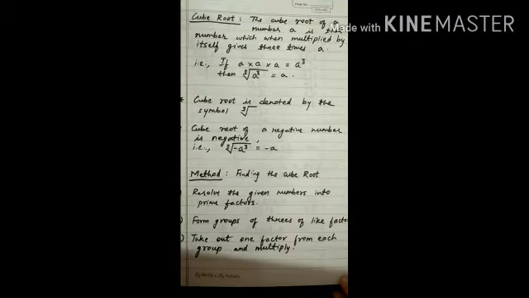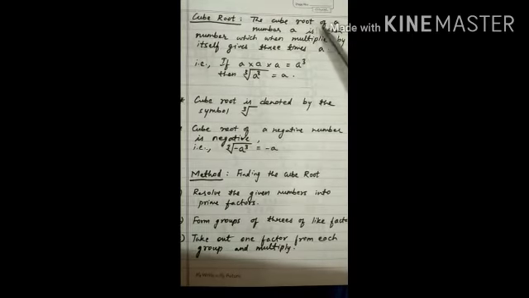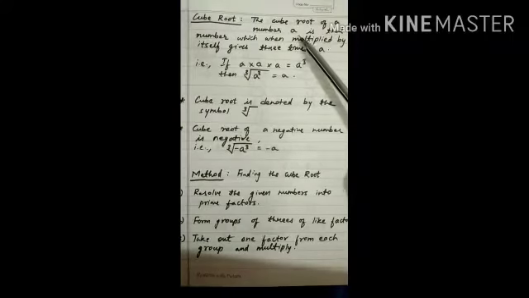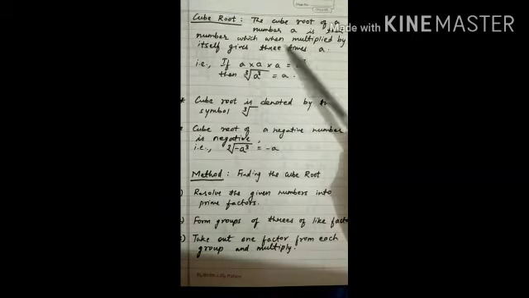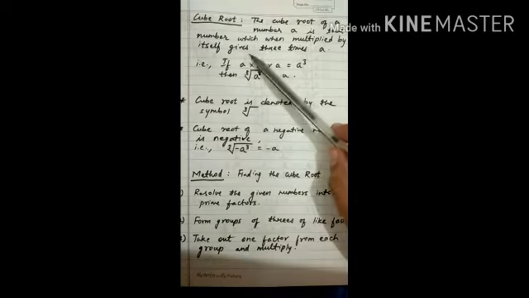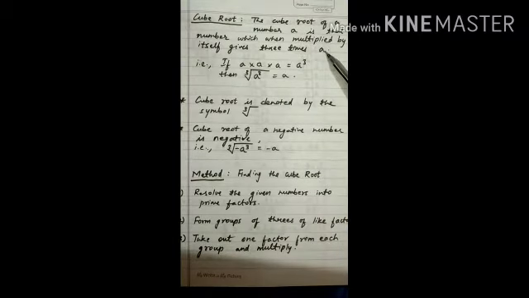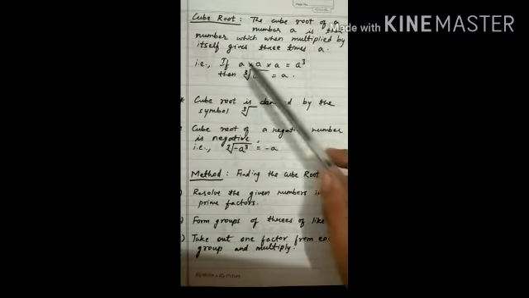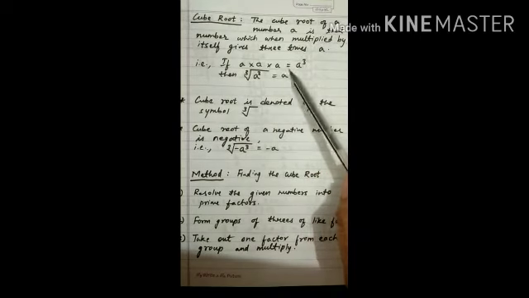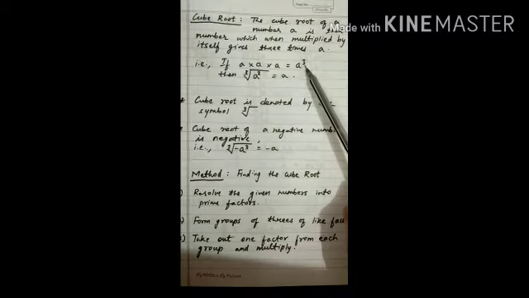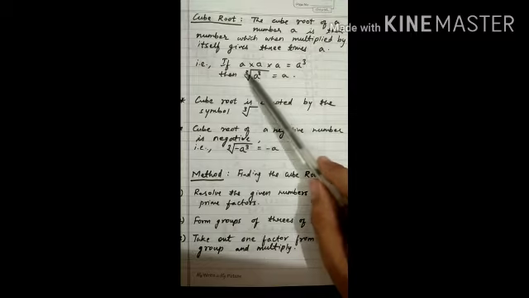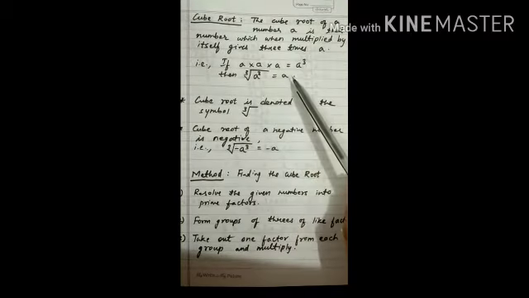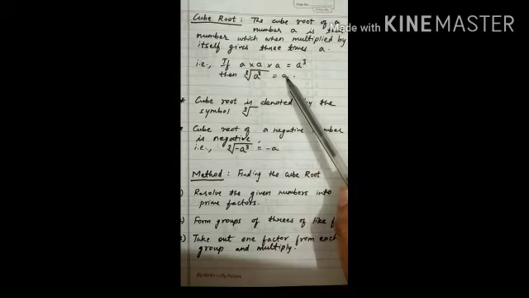In this lecture, I am explaining to you about the cube roots. The cube root of a number, suppose a number is a, is that number which when multiplied by itself three times gives a cube. As you can see, if a into a into a equals a cube, then when we find the cube root of a cube, that will be equal to a. Cube root of a cube will be equal to a.